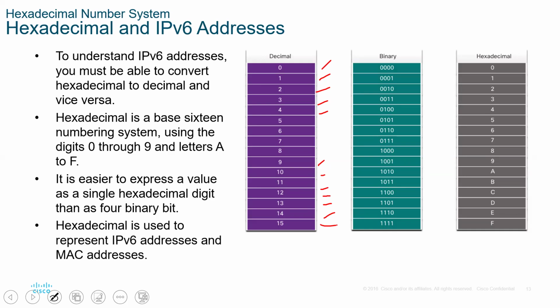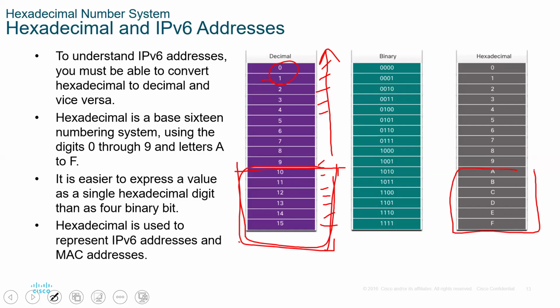Now, observe something. Anything from 10 downwards is a repetition of whatever is up here. 10 simply means 1 and 0, which is here. 11 means 1 and 1, which is here. 12 means 1 and 2. 13 means 1 and 3. Up to 15. So it's a repetition of what you have here. So in hexadecimal, you represent 10 to 15 with the alphabets A to F.